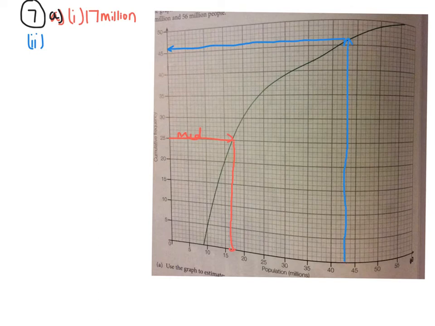Once I hit my curve, I headed over to the cumulative frequency, and we can see that 46 countries have a population of 43 million or less.